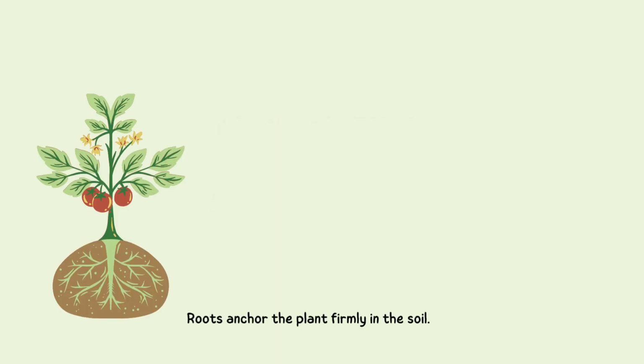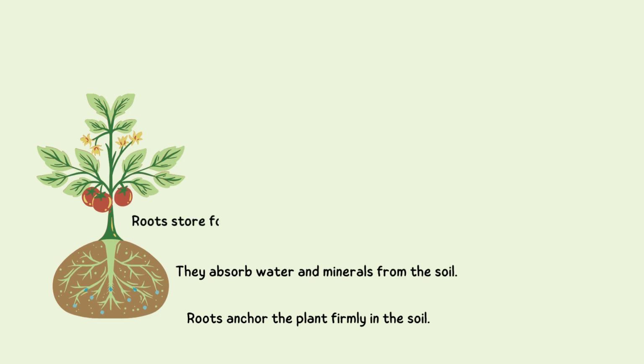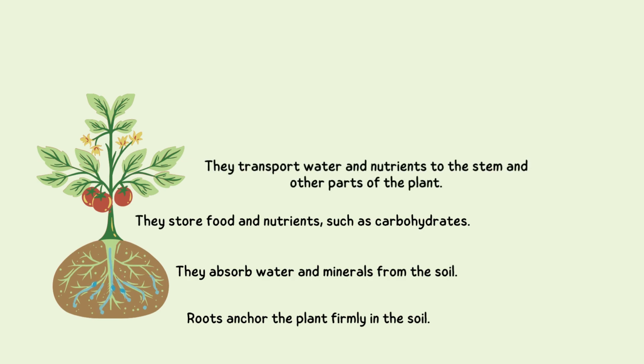Roots. Roots anchor the plant firmly in the soil. They absorb water and minerals from the soil. Roots store food and nutrients, such as carbohydrates. They transport water and nutrients to the stem and other parts of the plant.